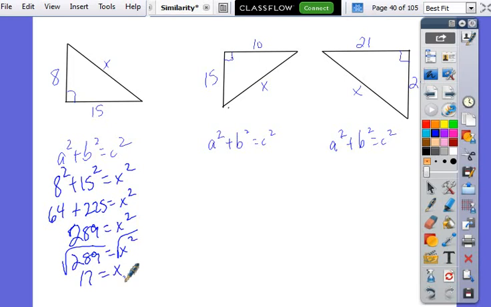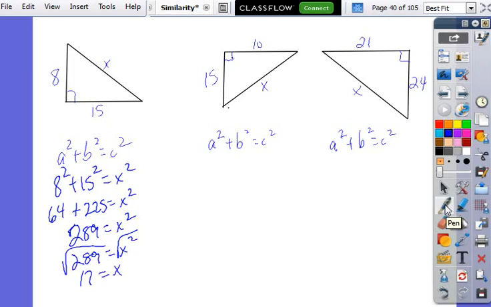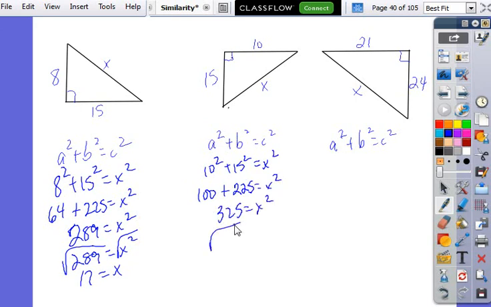The second one, which one is my C? It's x. Again, this 10 and 15 doesn't matter which one you put where. Multiply these out. You get 325 equals x squared. Square root that. 18.02. So we'll just say 18. So it doesn't matter if you put the 15 in front. You can put 15 squared plus 10 squared.